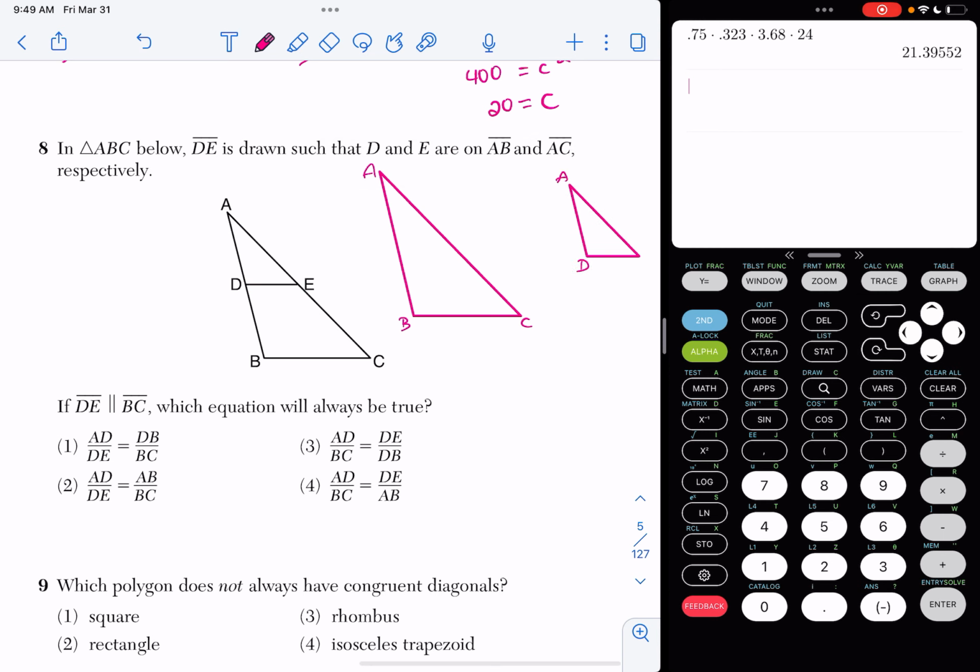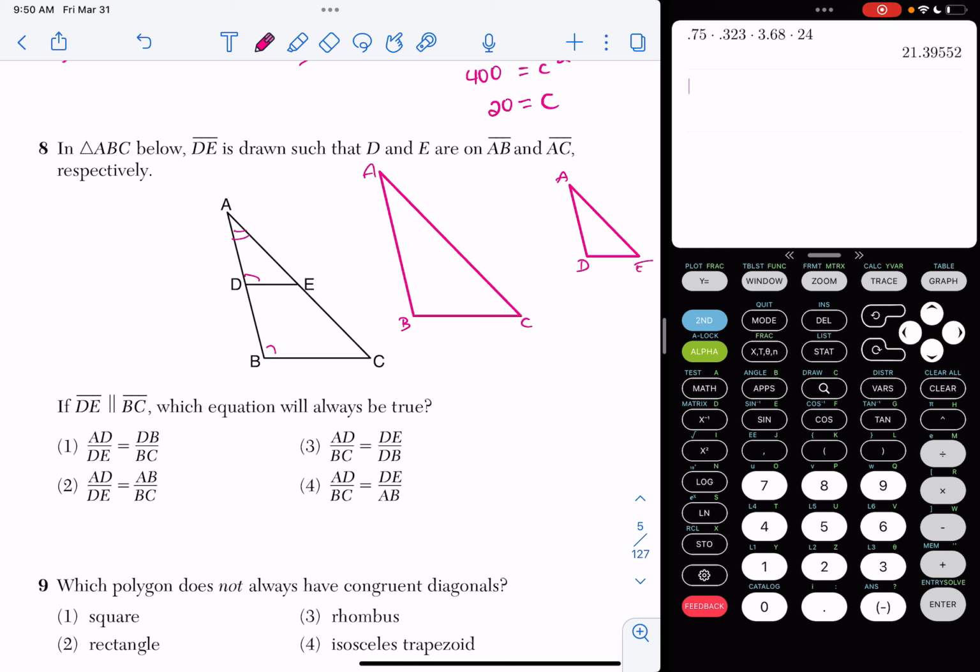And since these two lines, DE and BC, are parallel, that is going to indicate that the triangles are similar because you will get these congruent corresponding angles. Angle A is in both of them, so according to the reflexive property, they are congruent. Angle A is congruent to itself. So the triangles are similar. Now let's see if we could figure out which proportion works.